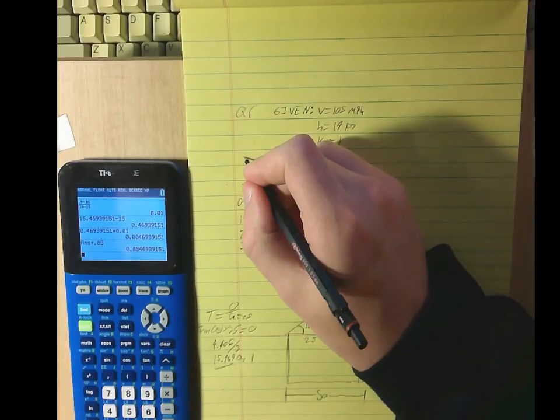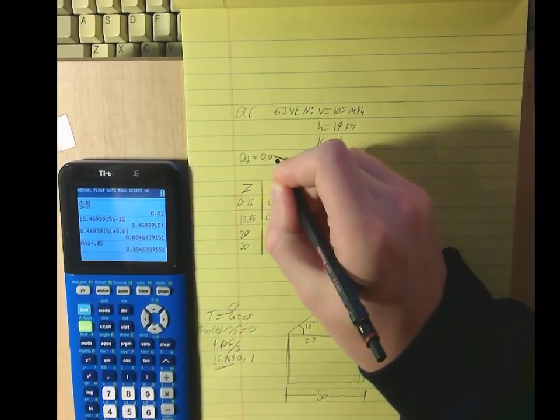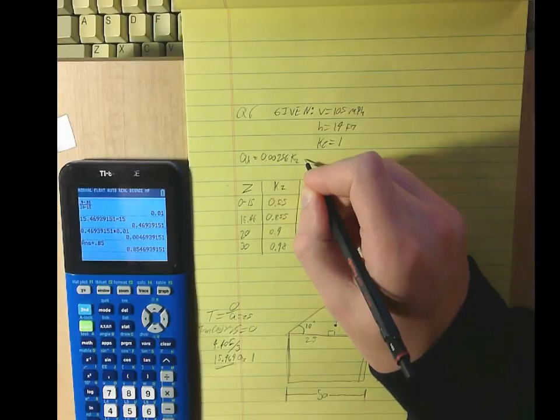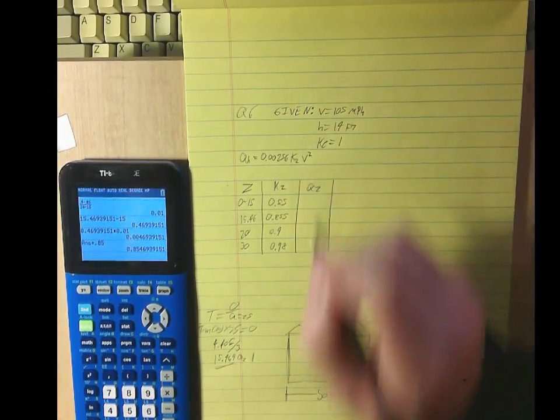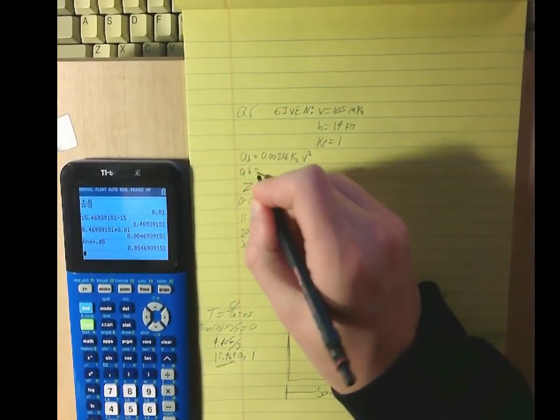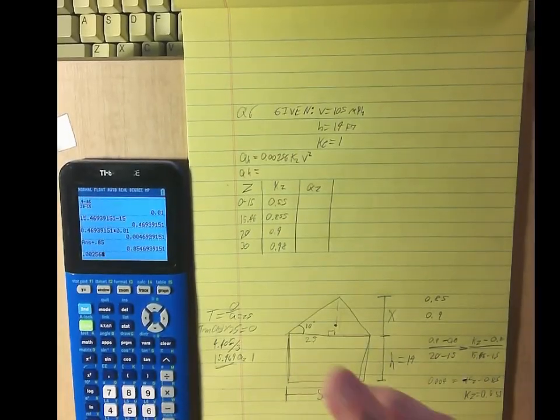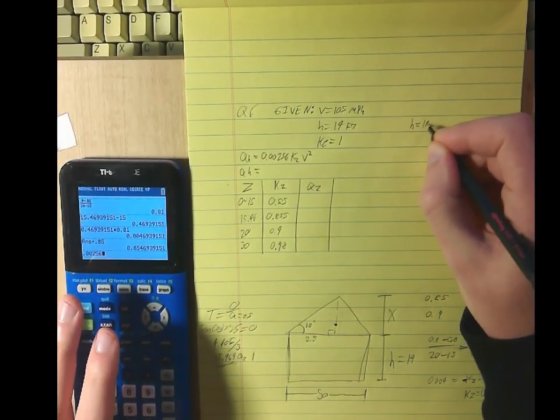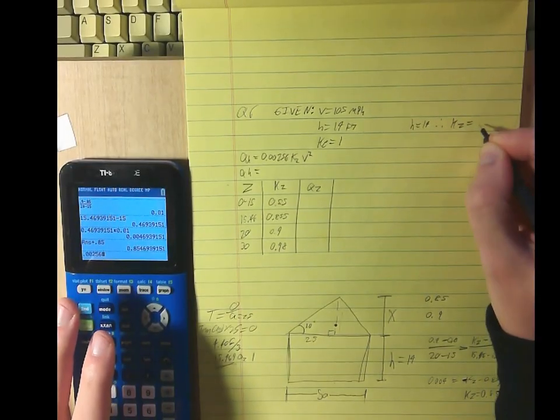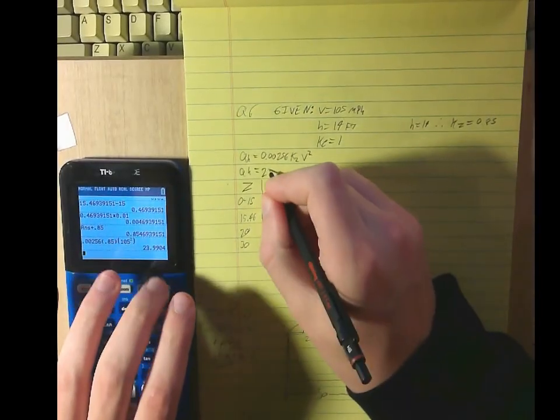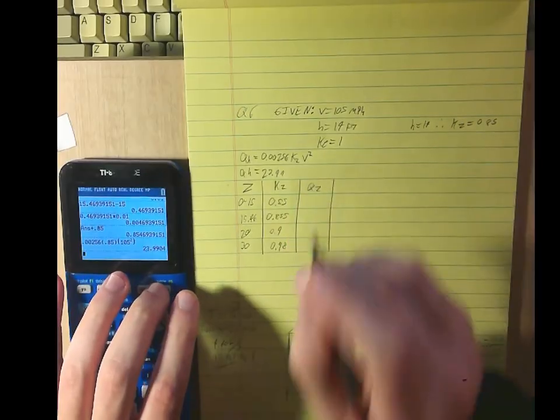We're going to get this by saying that QH is going to be equal to 0.00256 KZ V squared. I believe that was the right equation. Which means that QH is going to be equal to 0.00256, H equals 14, therefore KZ equals 0.85. So multiply that by 0.85 and then 105 squared, 23.99.